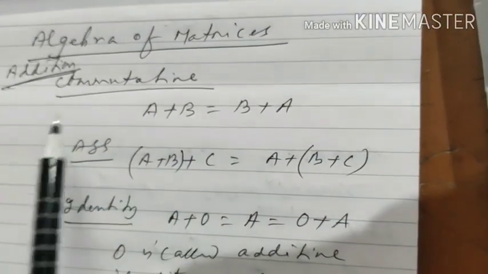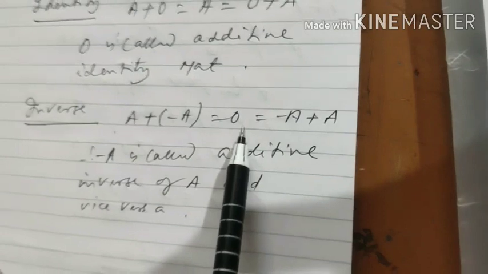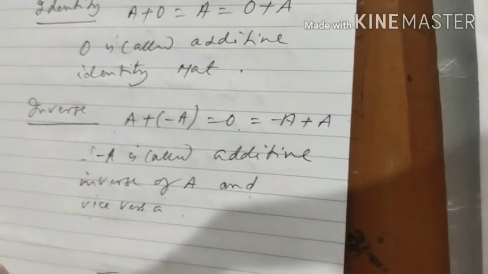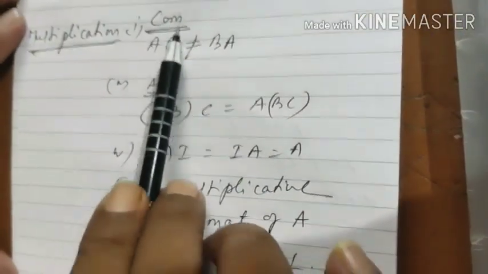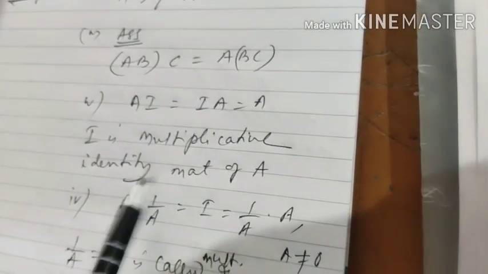The algebra of matrices: commutative, associative, identity, inverse. Inverse means A plus minus A equals 0, minus A plus A, so minus A is called the additive inverse of A and vice versa. A plus 0 is equal to A, 0 plus A, so 0 is called the additive identity matrix. Commutative: AB not equal to BA. Associative: AB into C equals A into BC. AI is equal to IA is equal to A, so I is the multiplicative identity.